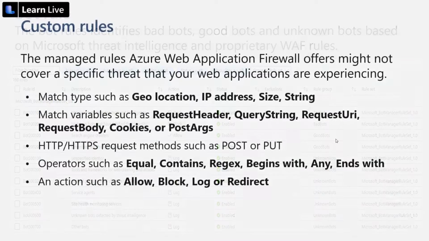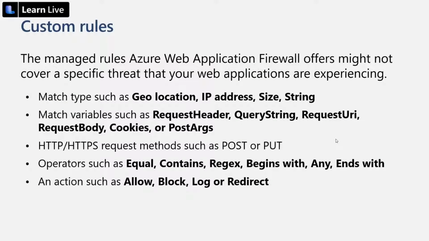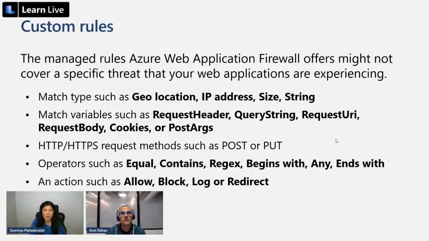So all the managed rules and the bot rules that we talked about right now, if it is not enough for your applications, for your use case scenarios, then you can craft specific custom rules. And we have a huge amount of customization available for you. And the match type, we have got geolocation, IP address, size, and string match types. These are the four main match types.